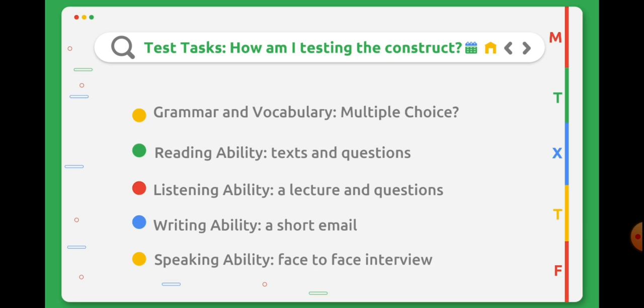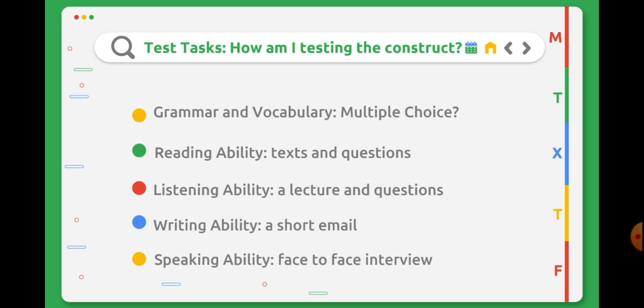The next one is regarding test tasks. How am I testing the construct? To construct the grammar and vocabulary test, are we going to give multiple choice or another kind of test? To test reading ability, are we going to give a text or several texts followed by questions?